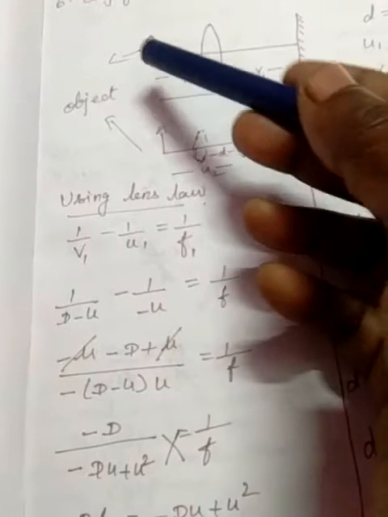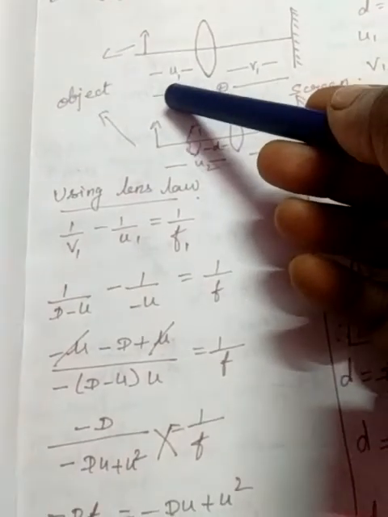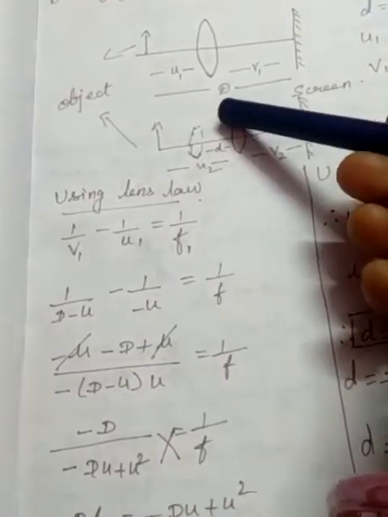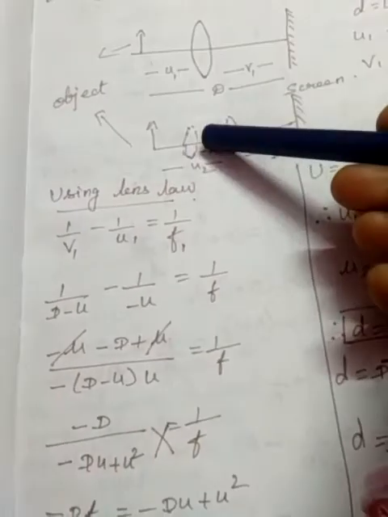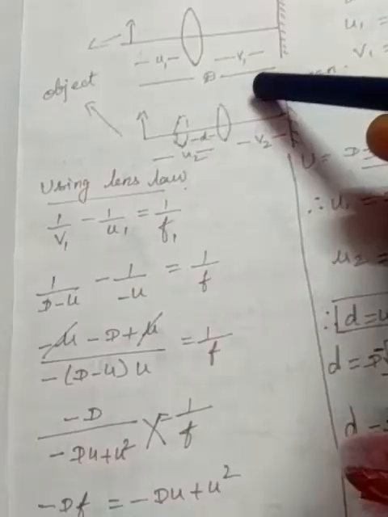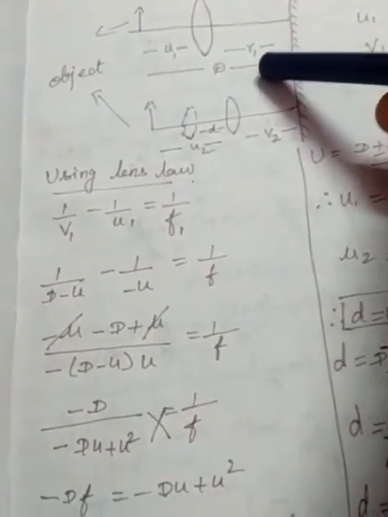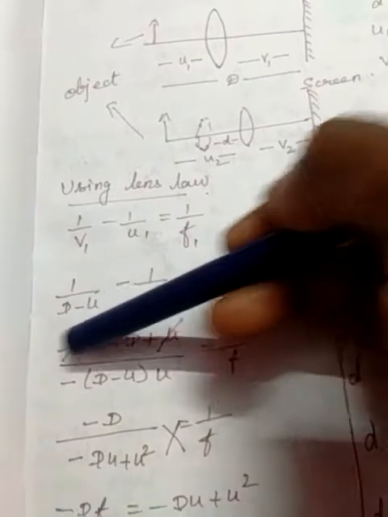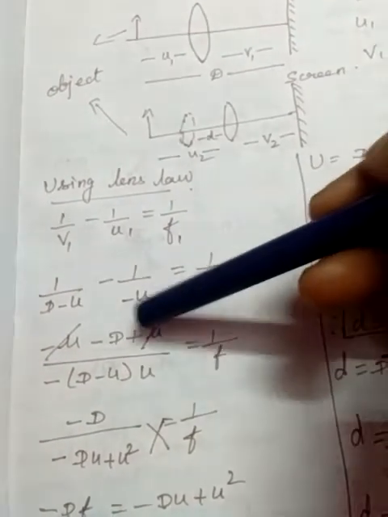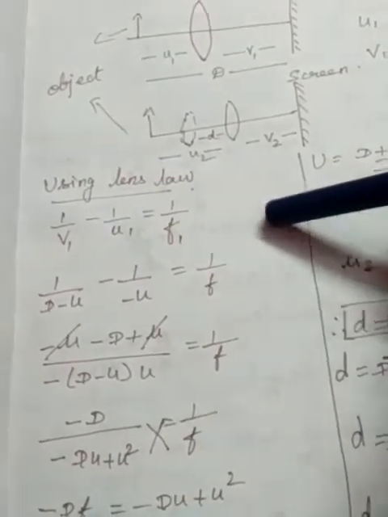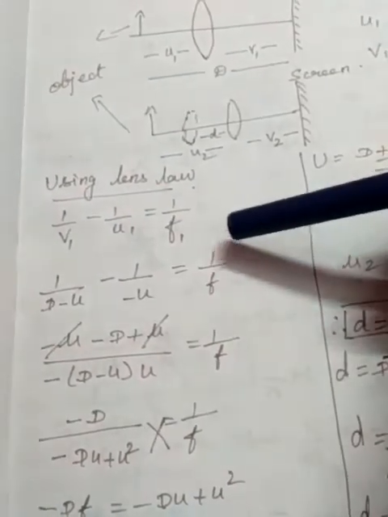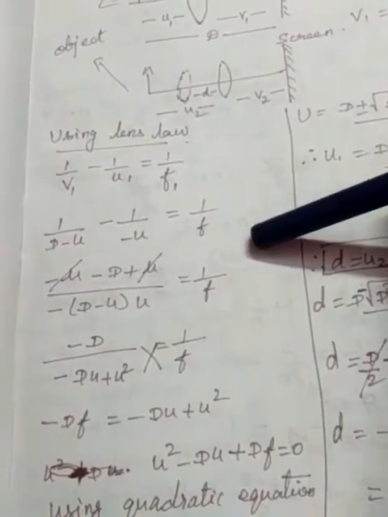The object and the lens distance is u1, right? So v1 equals the whole distance d minus the u part distance, that gives the v1 value. That is written here, d minus u. Next, minus 1 by u1. So u1 equals u, and the value here is minus u, right? So it equals 1 by f, right?